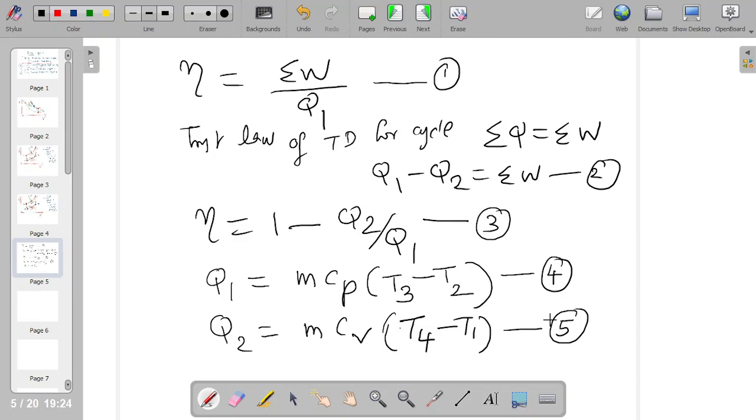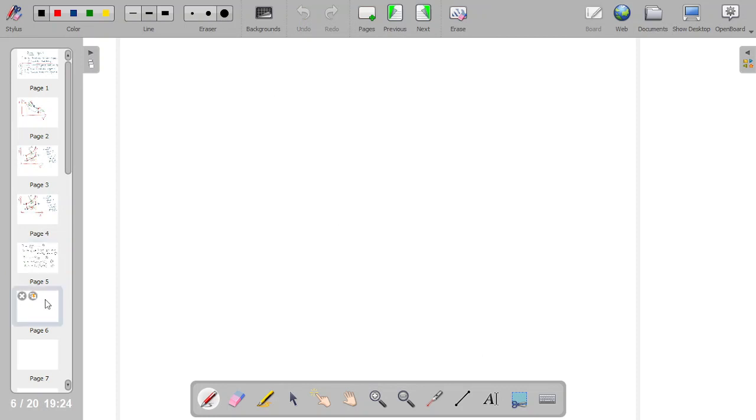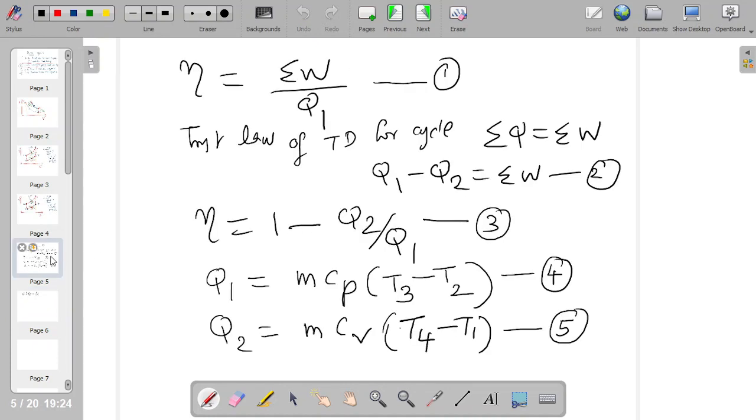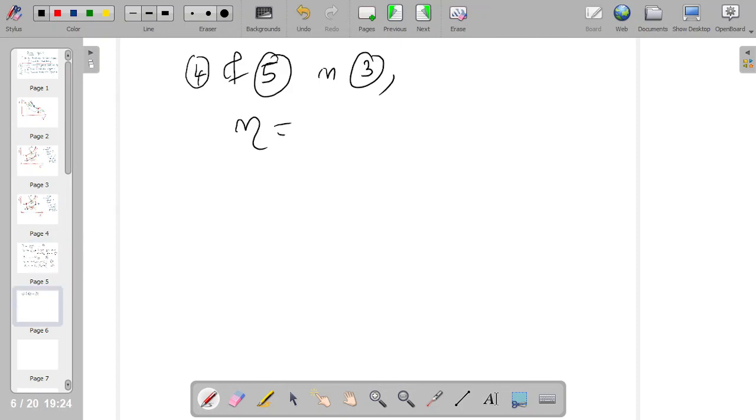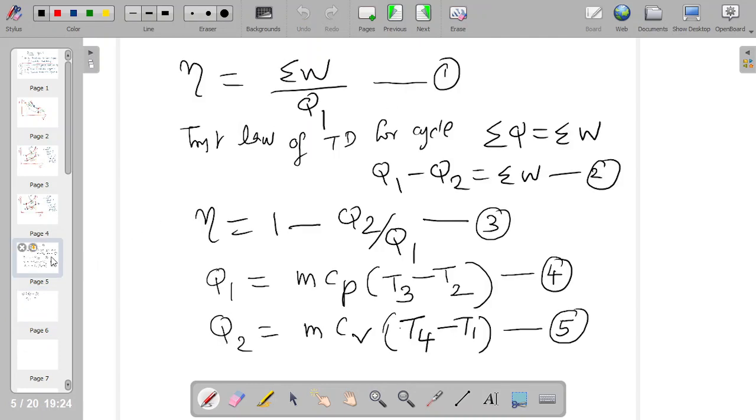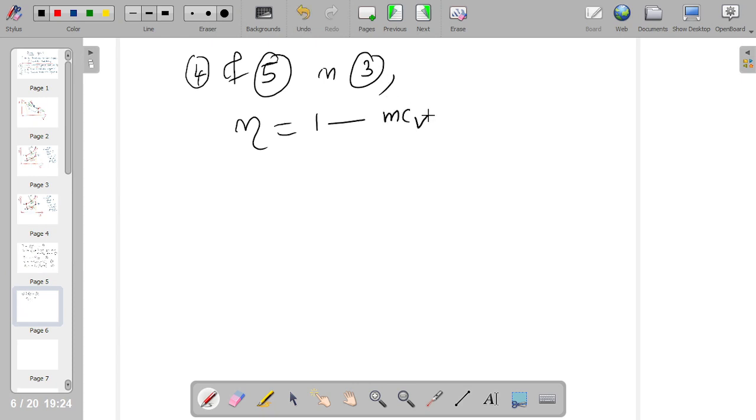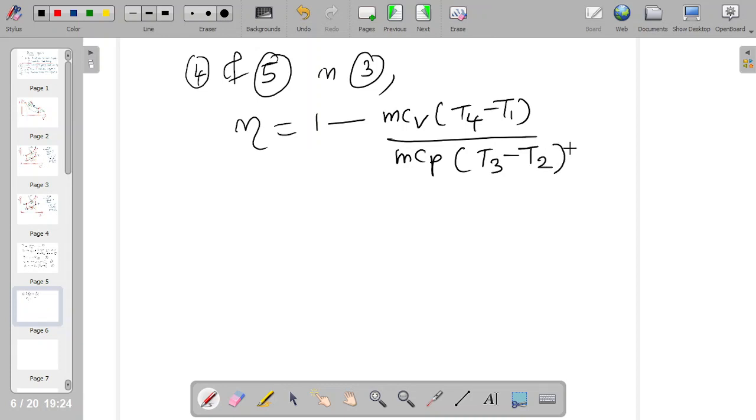Now just substitute equations 4 and 5 in 3. We will get efficiency equal to 1 minus Q2, where Q2 is m Cv (T4 minus T1), divided by Q1, which is m Cp (T3 minus T2). Now we can cancel this m.